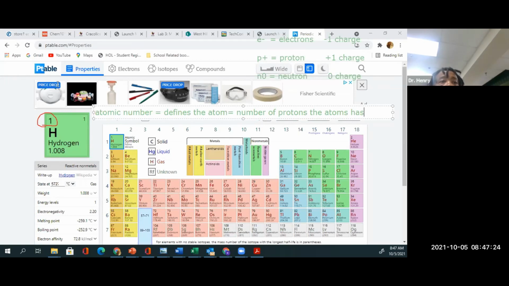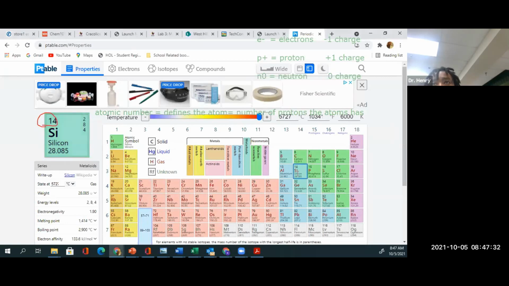Okay, so let's look at another element or another atom. Let's look at silicon. Silicon has how many protons? 14, that is correct. Okay, so that tells me how many protons I have. Now, the thing about atoms on the periodic table, atoms themselves or elements are going to be neutrally charged, meaning that they're going to have a total 0 charge associated with it.